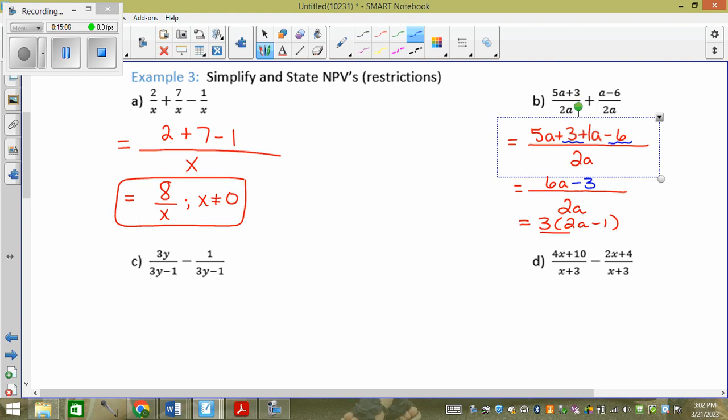And then some people tell me that the 2a's can cancel. Is that true? No. The 2a minus 1 is a binomial. The 2a is a monomial. Can a binomial and monomial ever cancel? No. But I do have to say a can't equal 0.